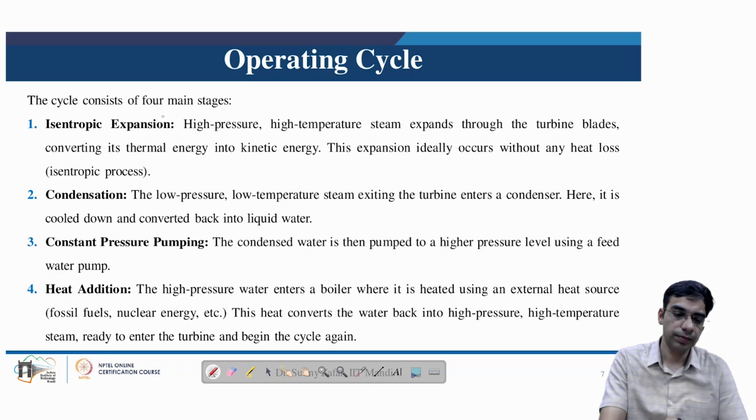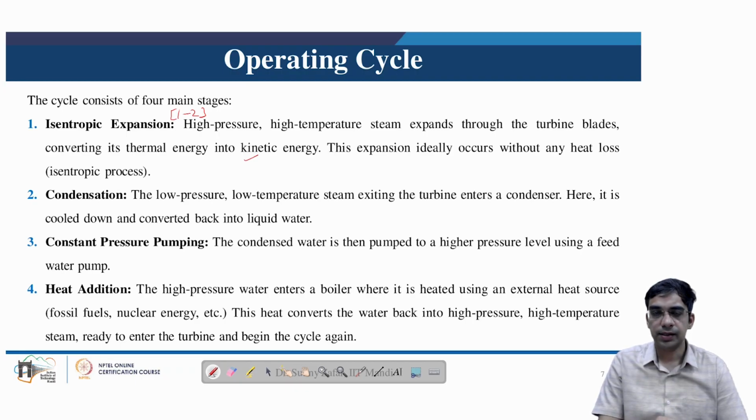Now to understand this thermodynamic cycle in stages, we will see these four main stages. In the first stage, the isentropic expansion, high temperature, high pressure steam expands through the turbine blades, converting the thermal energy into kinetic energy. This expansion ideally occurs without heat loss, therefore it is an isentropic process. Then comes the condensation, where the low pressure, low temperature steam exiting from the turbine enters the condenser, and as mentioned earlier, the condenser is a heat exchanger which cools down the steam, converting it back into liquid water. Condensed water is then pumped again to a high pressure level using a feed water pump, and then heat addition is done in the boiler where an external heat source may be used to add heat, converting the liquid water into high pressure, high temperature steam, which is again ready to enter the turbine and the cycle can begin.